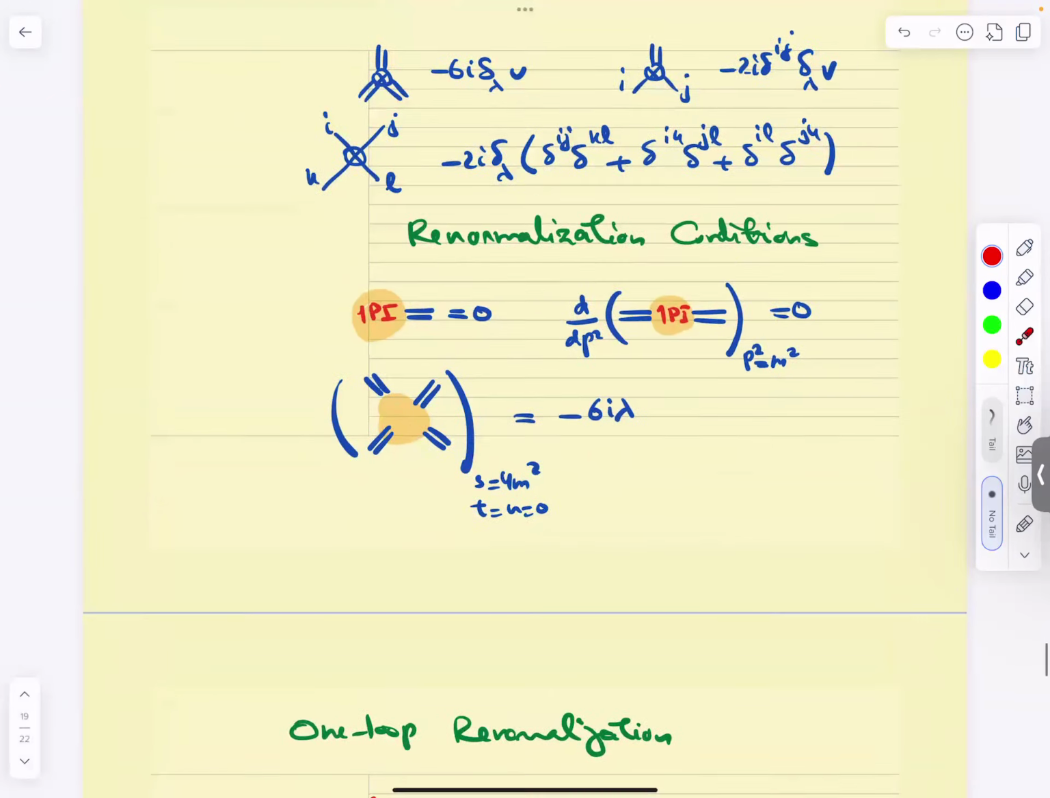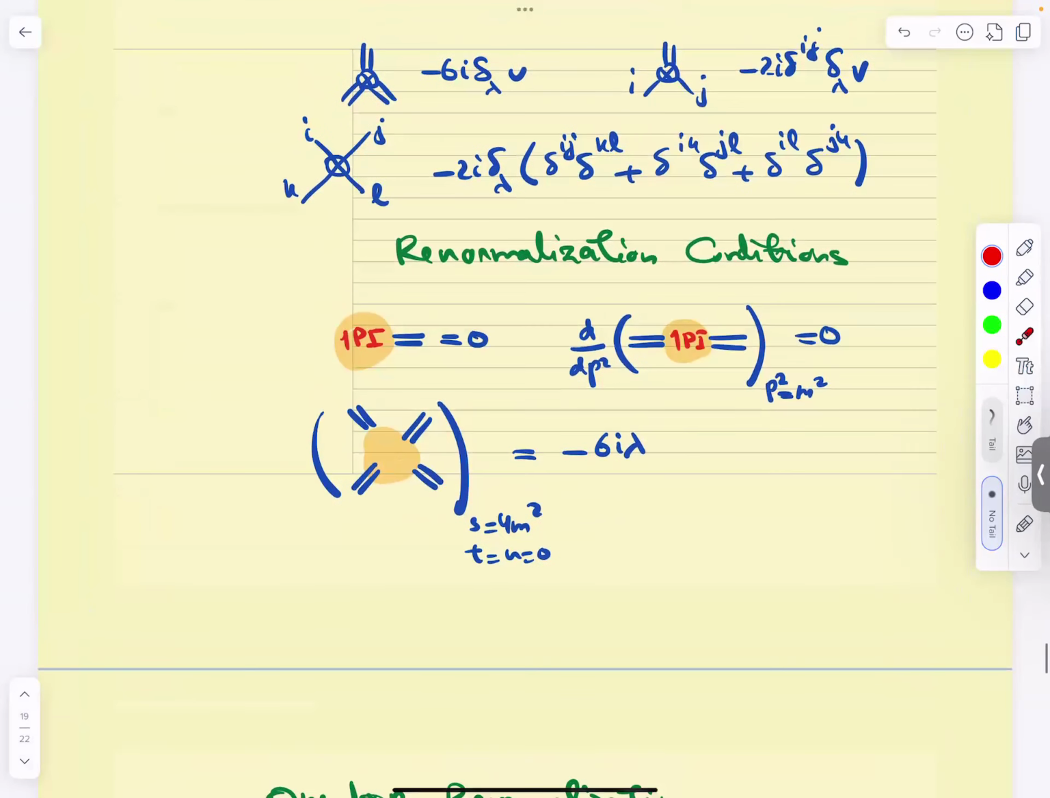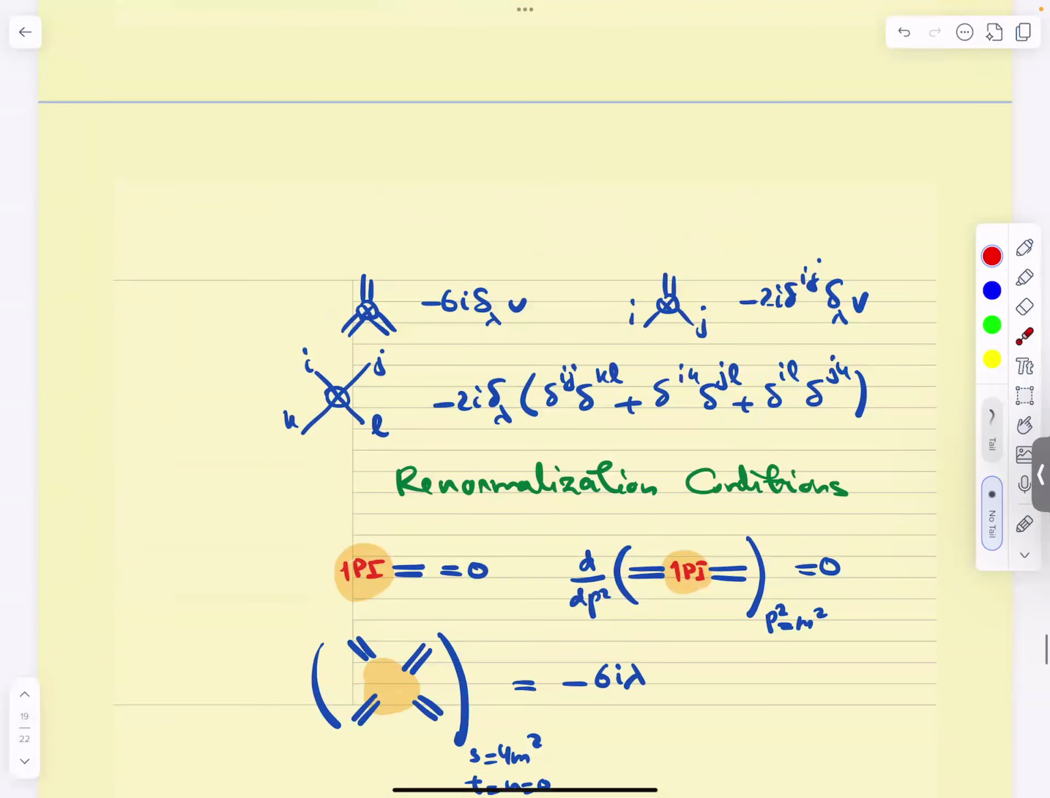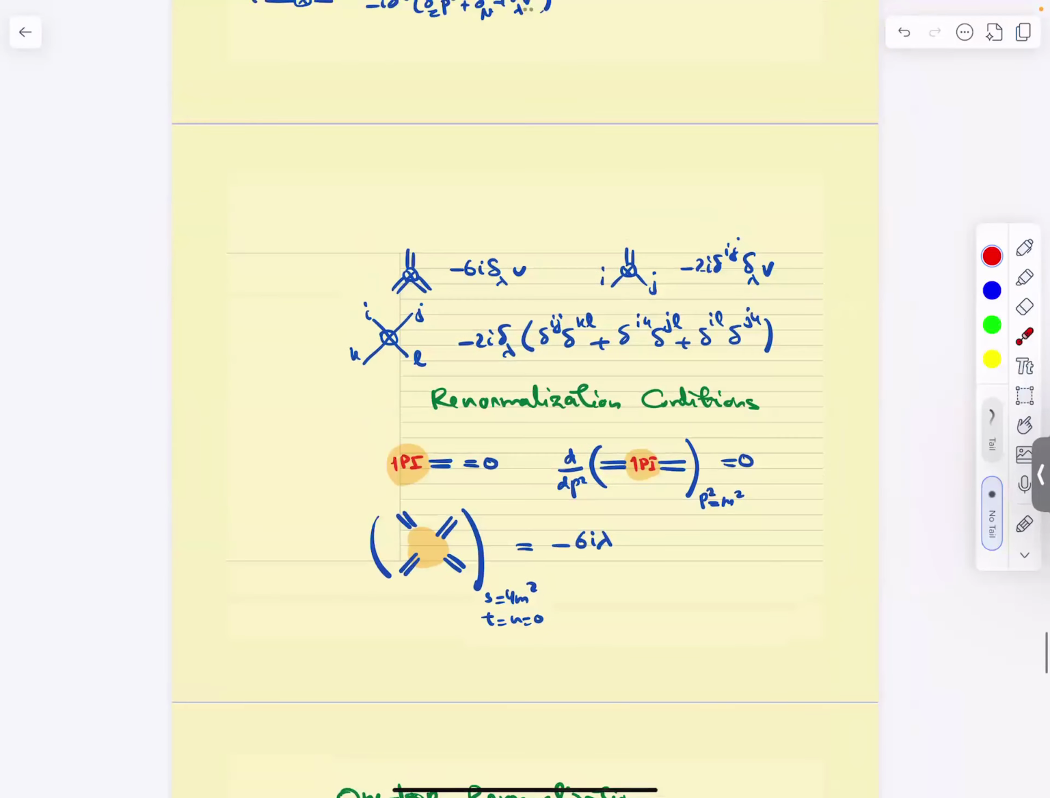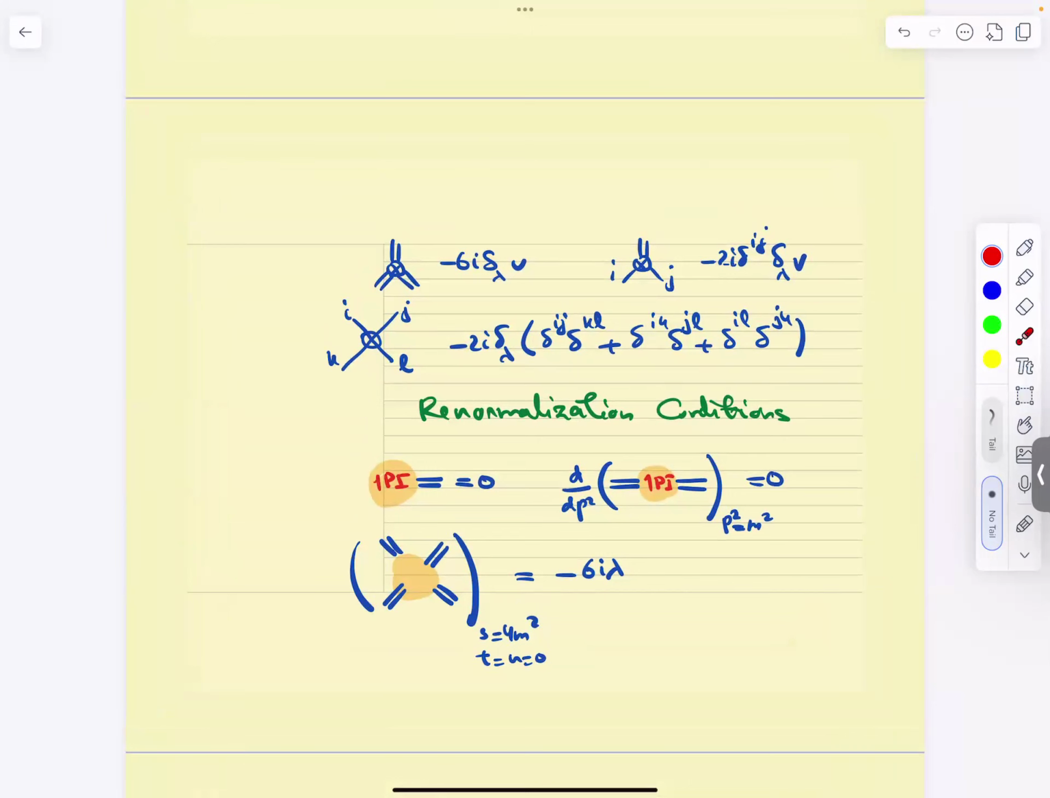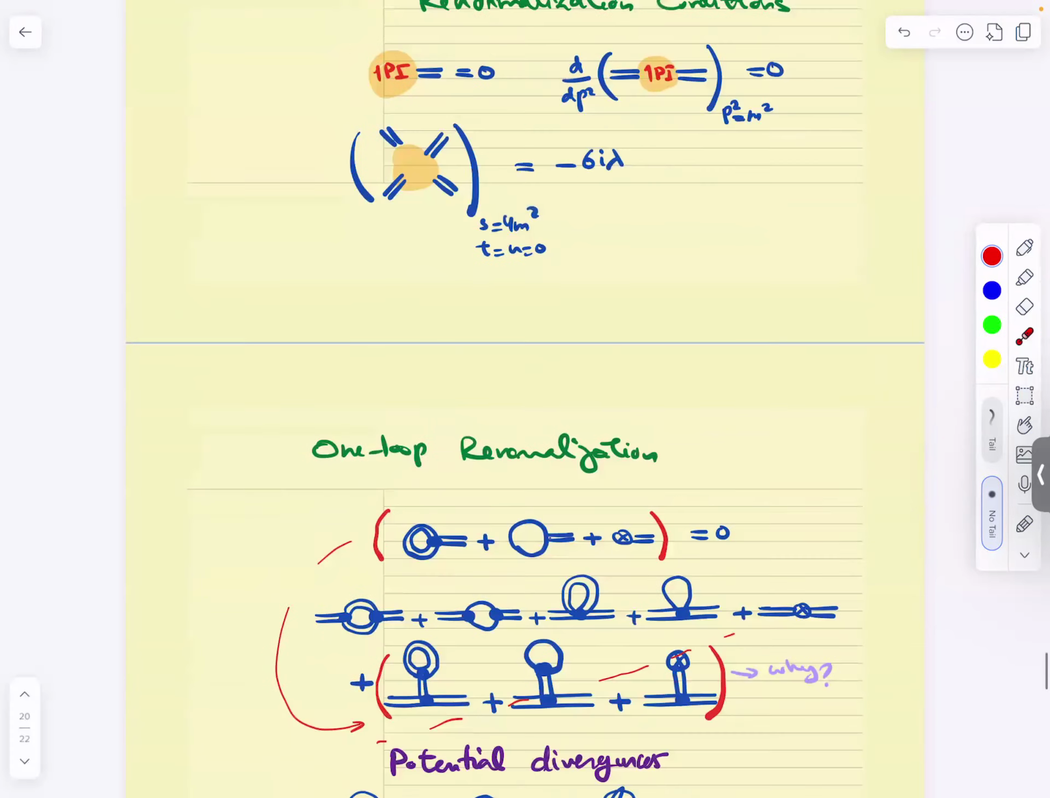All right, so what are your renormalization conditions? The 1PI of sigma will have to be 0. Good. The 1PI for the propagator, its derivative has to be 0 on the mass shell, on the physical mass. And then you have this condition for the 4-point function. These are the normalization conditions you have. Nothing else.